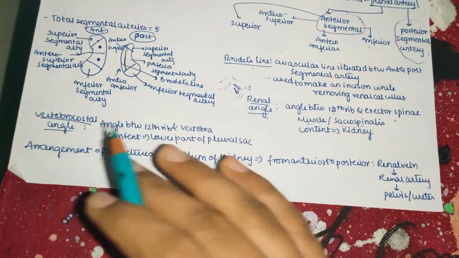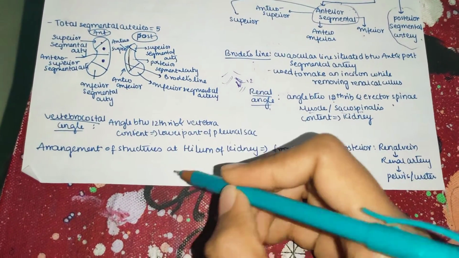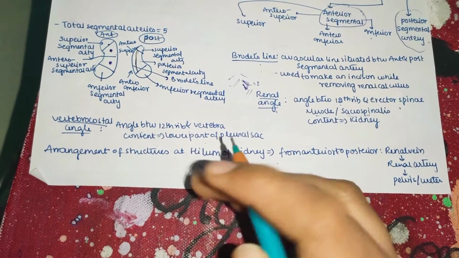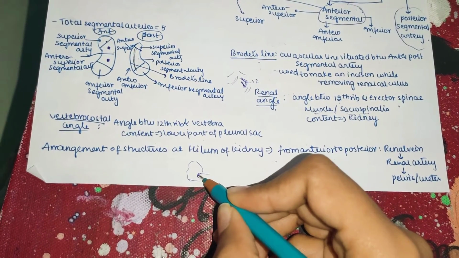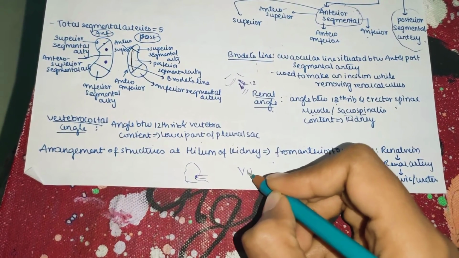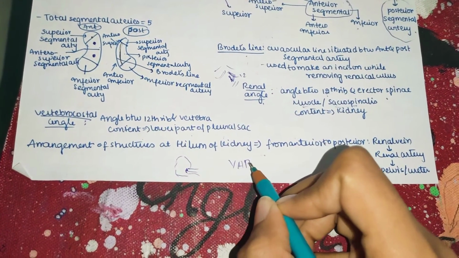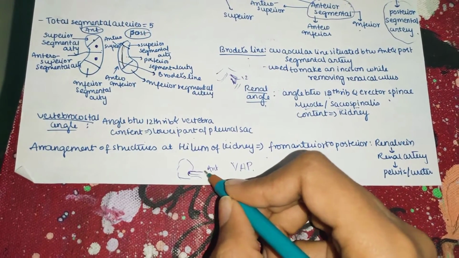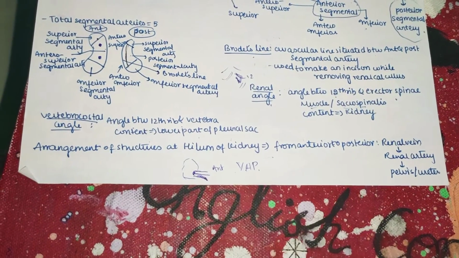Okay. So now let us see the arrangement of structures at hilum of kidney from anterior to posterior side. So for example, this is the kidney and here you will have the hilum. From anterior to posterior side means first anteriorly there is a renal vein, next the renal artery, next the pelvis or ureter. So how to remember this? VAP. That is vein, artery, pelvis. So this is the arrangement from anterior to posterior side. Anterior means first you will have vein, next you will have artery, next you will have renal pelvis or you can say ureter. Okay, so VAP.